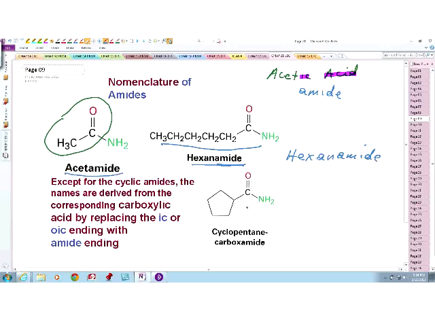Now, in the case of an amide in which the alkyl group is a cyclic ring system, once again you give the complete name of the ring system. Here you have cyclopentane. Then instead of saying carboxylamide, you simply say carboxamide because it is much easier to say that way. Carboxamide. One word.